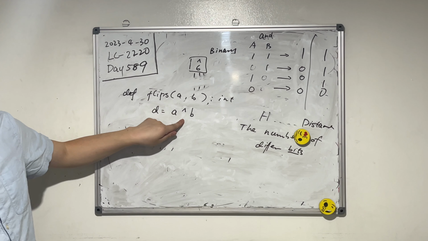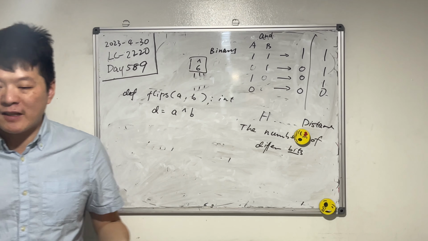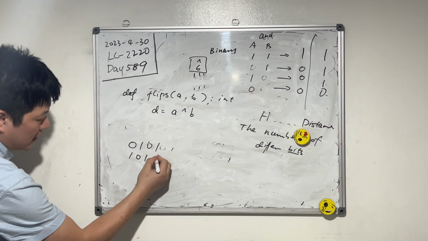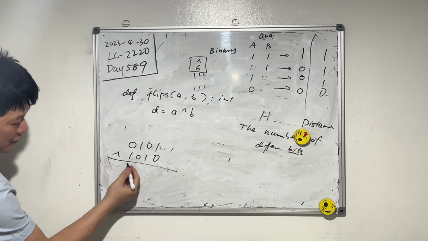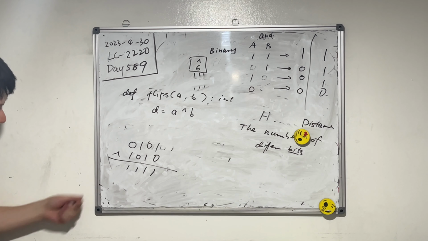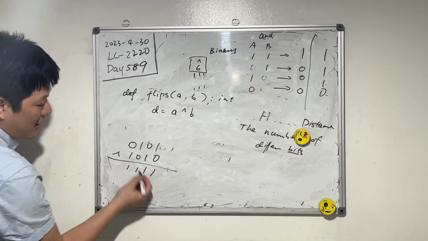Now we want to count the ones, right? Remember, the exclusive OR returns 1 for different bits. The exclusive OR will return 1, 1, 1, 1 because each bit is different. Right? And then we want to count how many ones.